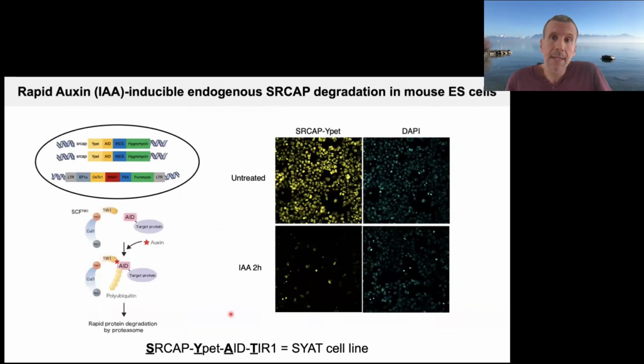To deplete SRCAP rapidly in mouse ES cells, we use an auxin-inducible degradation system. We fused both endogenous copies of SRCAP with an auxin-inducible degron and a fluorescent protein to seed. We also co-express the ubiquitin ligase that degrades proteins carrying this degron in the presence of auxin, or IAA. You can see that within about 2 hours, we get almost full degradation of SRCAP with this system. From now on, I'm going to refer to this cell line as the SIAD cell line.